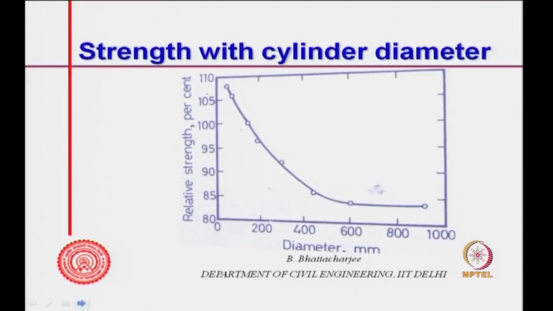For cylinders, it has been observed that if the diameter increases along this direction, diameter in millimeter, the relative strength, assuming that 100 corresponds to the 150 mm cylinder, is higher when the size is smaller and lower when the size is larger. But beyond 400 to 500 mm diameter, strength does not change, because the crack sizes are unlikely to increase. So, this is the observation for cylinders.